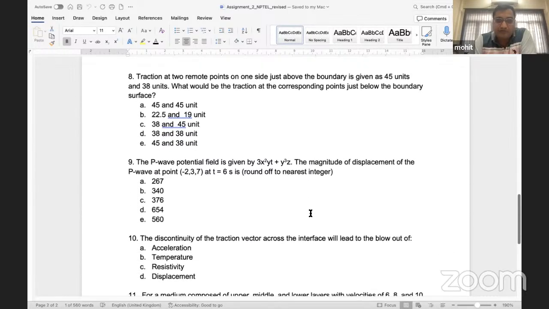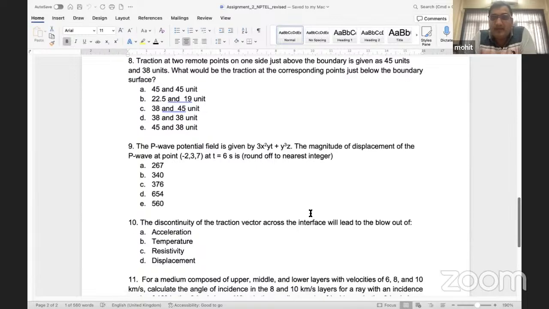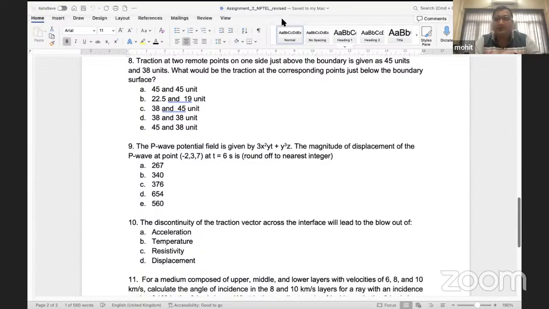And question number 9, they are asking for the magnitude of the displacement. The P wave potential field is given by this particular function, 3x square yt plus y cube z. The magnitude of displacement of the P wave at this point at t equal to 6 second is. So the potential field is given, that means phi is given. So let's solve this question.